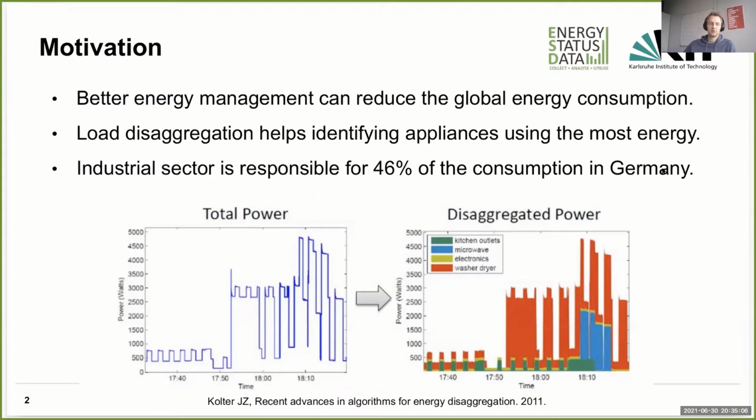So why are we interested in doing load disaggregation or non-intrusive load monitoring? Because we know, or we think, that a better energy management can reduce the global energy consumption. And by using load disaggregation, we can identify the appliances which use the most energy. And also we know that, for example, in Germany, the industrial sector is responsible for 46% of the total energy consumption. So it makes sense to reduce the consumption in this sector. And there you see a picture of how energy disaggregation works, but Snigdha will go into some more detail on that later.